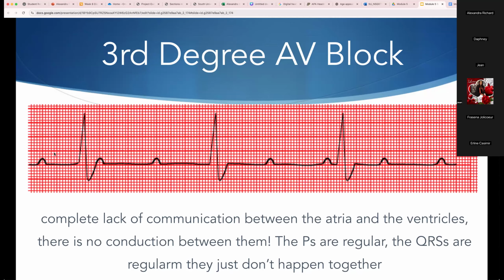Calculate the first PR interval. So how do you do that? Remember, your PR interval, let me do this in yellow so it's a little easier to see. Your PR interval is from the beginning of the P wave to the beginning of the QRS.